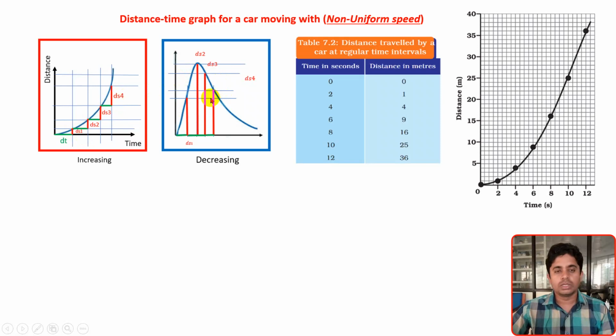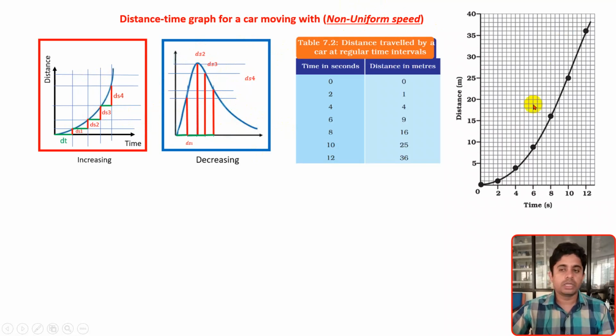Similarly, here also, if you compare the change in displacement corresponding to the time intervals 1, 2, 3, 4 with each other, they are not equal. Here the magnitude of the change in displacement is decreasing. That's why we call this graph a decreasing non-uniform motion. So the corresponding speed we say is a non-uniform speed.